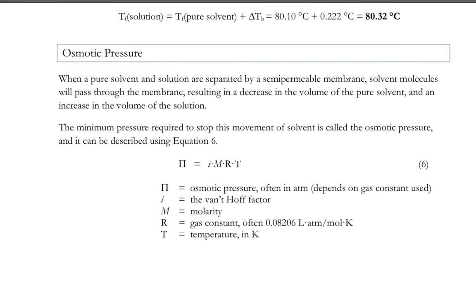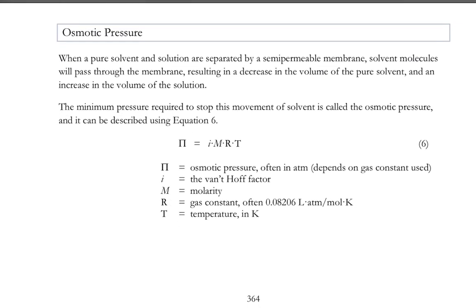Our last section is osmotic pressure, and when a pure solvent and solution are separated by a semi-permeable membrane, solvent molecules will pass through the membrane but not solute, resulting in a decrease in the volume of the pure solvent and an increase in the volume of the solution, and that will just occur naturally. So imagine a U-tube where we have a semi-permeable membrane in the middle. We put pure solvent on one side and a solution containing that solvent on the other side.